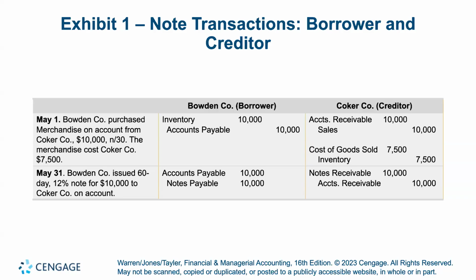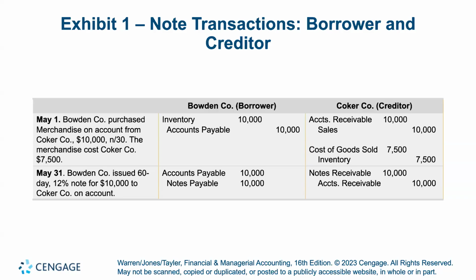So Bowden Company issues a 60-day 12% note for $10,000. In other words, they are loaning money. Oh, sorry, Bowden Company is borrowing money. See, you got to know what you are. That's a good point. This term is confusing: when someone issues a note, it sounds like they're lending the money, but that's not what it means. The issuer of the note is the person borrowing the money.